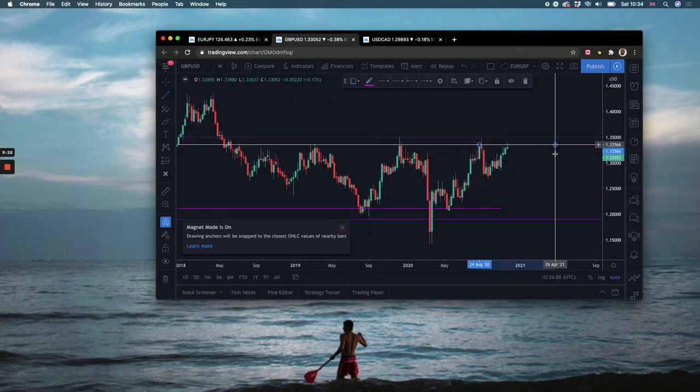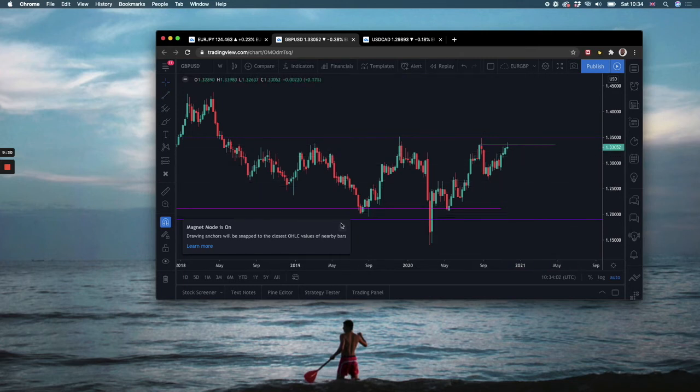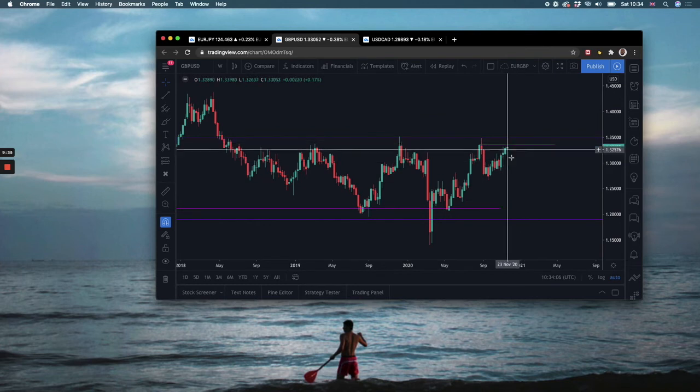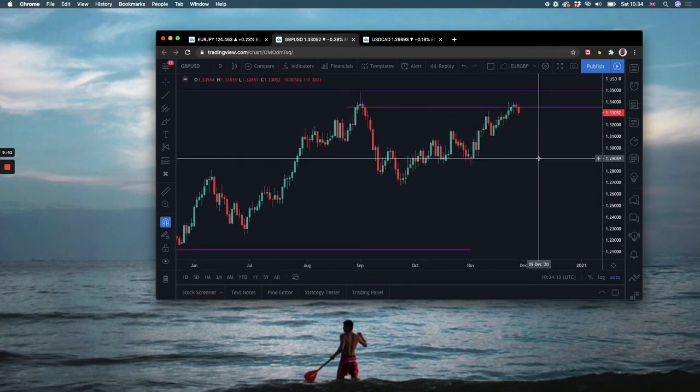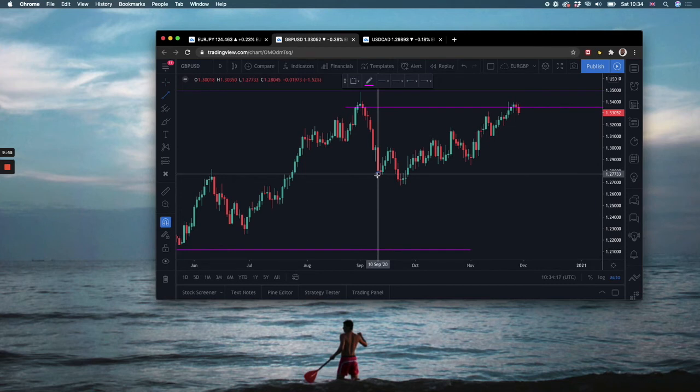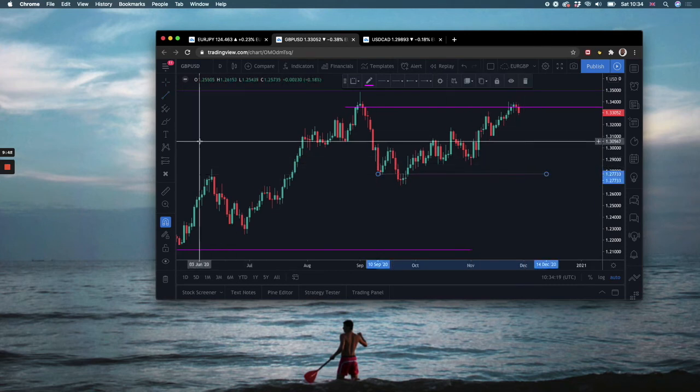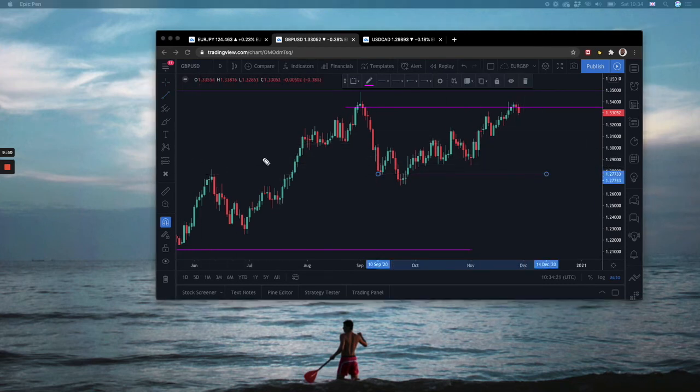We tried to break it once, didn't break through, tried to break it twice, we didn't break through. We then go into the daily. Okay, again, selling climax here. As you can see, that selling climax acted as resistance.